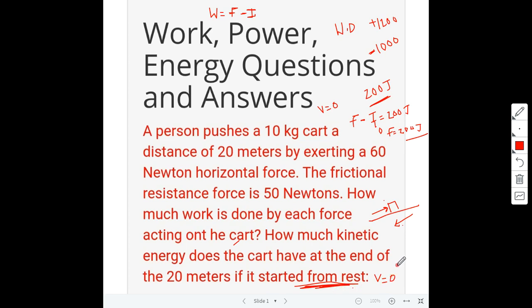So what is the formula of kinetic energy? Half mv squared. If you put v equals 0, you get initial kinetic energy 0. So if I put 0 in place of initial kinetic energy, my equation becomes 200 equals final kinetic energy minus 0. So my final kinetic energy is 200. I don't have to use half mv squared. I can directly calculate my final kinetic energy using this formula.